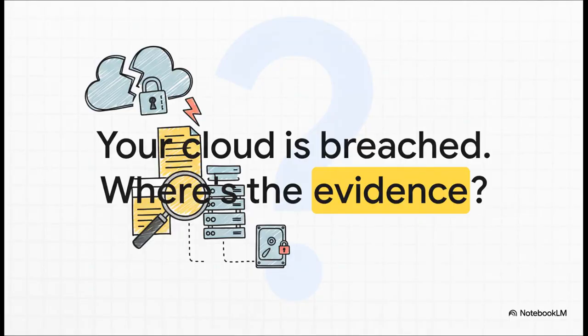Okay, let's just imagine for a second the absolute worst has happened. You get that dreaded alert. Your cloud environment is breached. Attackers are in the system, right now. Your first thought isn't just, how do we stop this? It's got to be, what did they do? And where's the proof? I mean, seriously, where do you even start looking for the evidence?